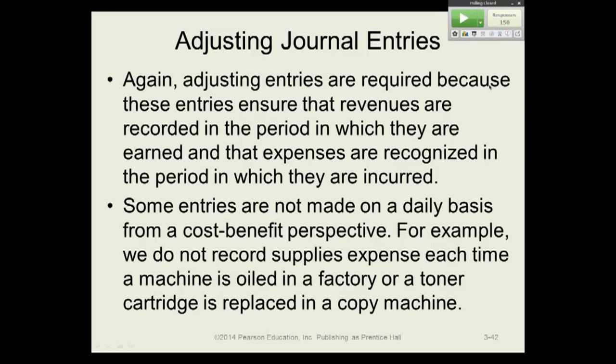You're not going to expense toner cartridges every time you use one. You're not going to take the expense of using a pen every time you take one out of the supply room. You wait till the end of the period to count the supplies. In a factory setting, the textbook talks about oil used on a machine. You don't charge that every time you use it. You wait until significant points are reached in the accounting process to come up with those adjusting entries.